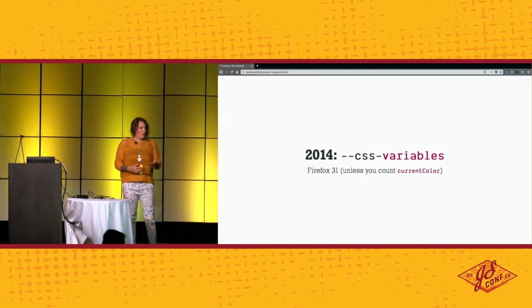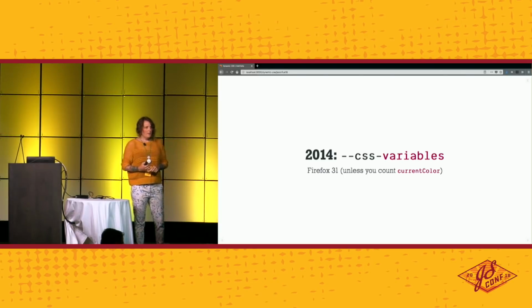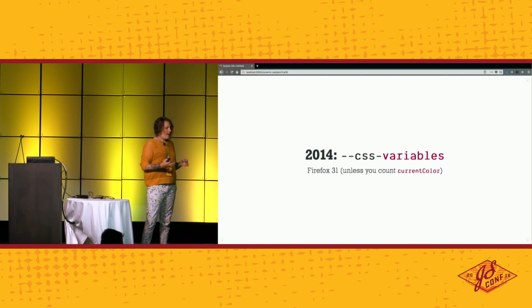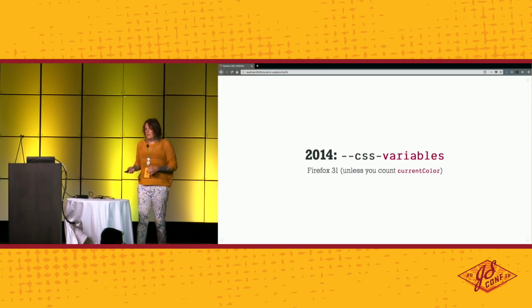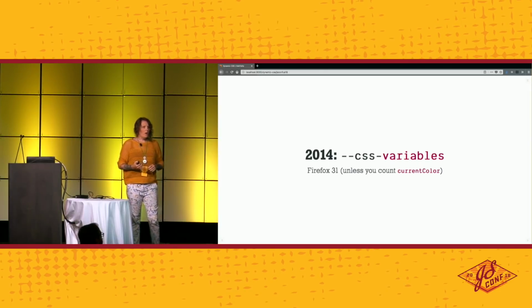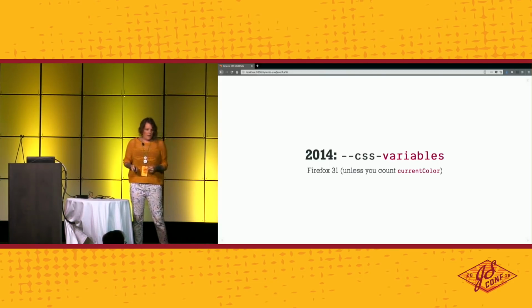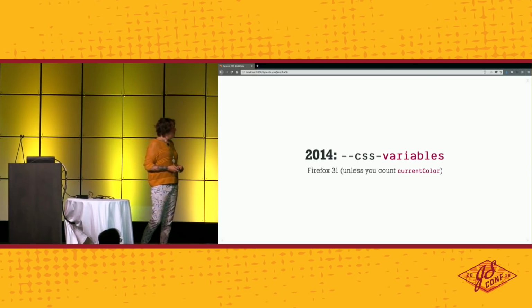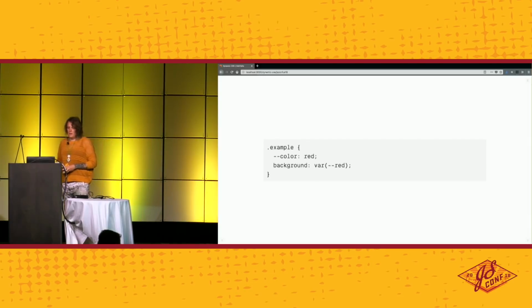In 2014, and I was surprised by how long ago this was, we got CSS variables, Firefox 31. Unless you count currentColor. currentColor has been a variable that we've had since the beginning. It stores the current color in your CSS, and that's figured out by where you are in the DOM, not just where you are in the CSS file. But it was a variable we didn't have access to changing at that point. Now we have access to change these. And Tab Atkins wrote the spec for this.